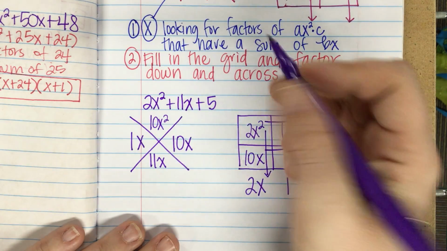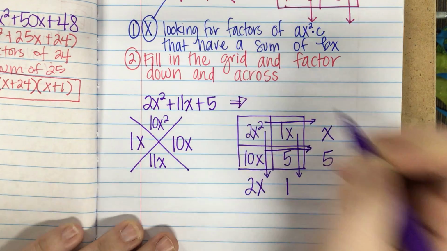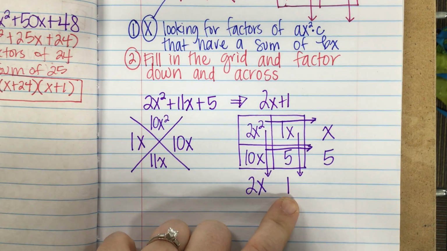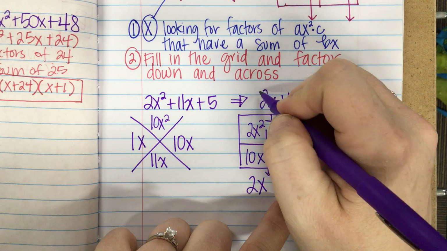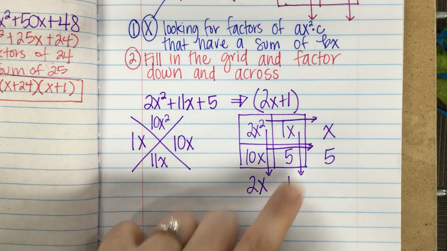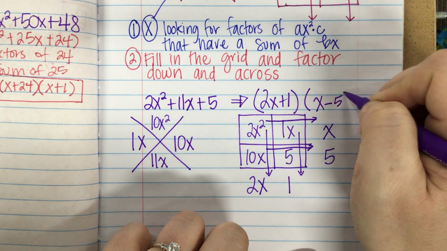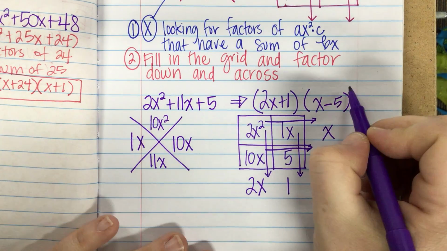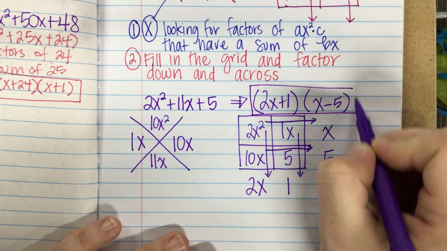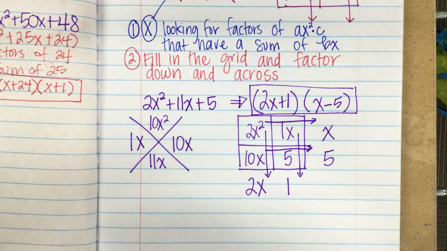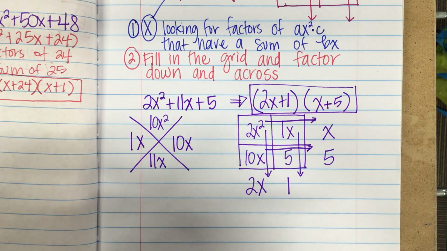The solution to this problem is 2x plus 1, because that's a positive 1. Do you agree? And x minus 5. And I just factored that trinomial. Oops, it's not minus 5. It's plus 5.